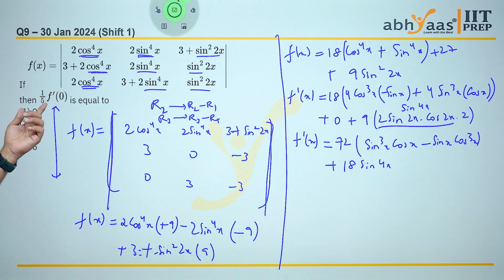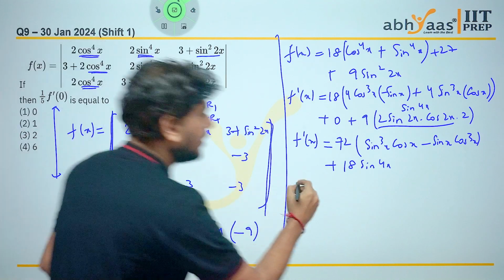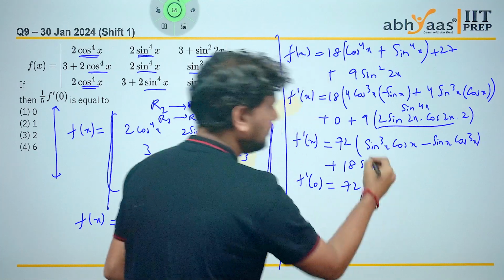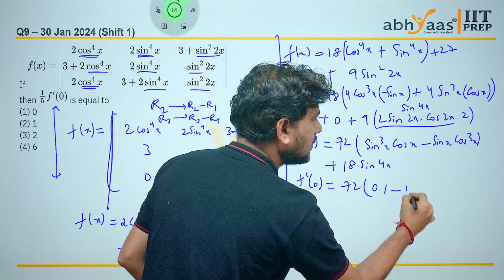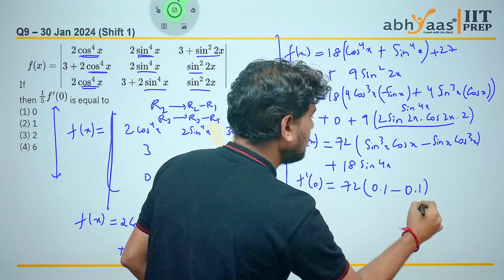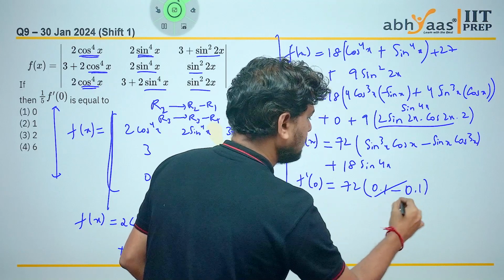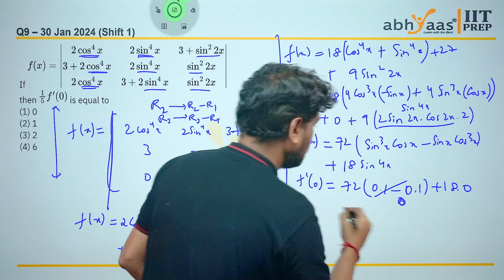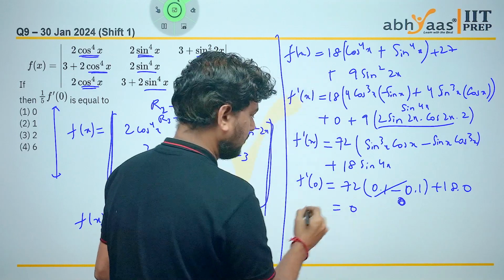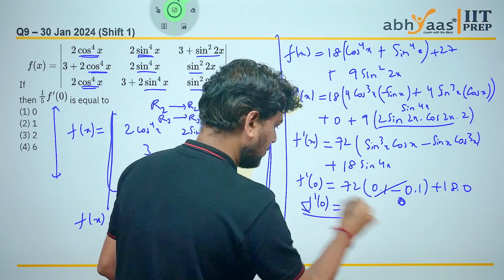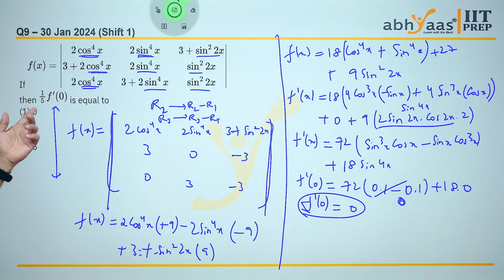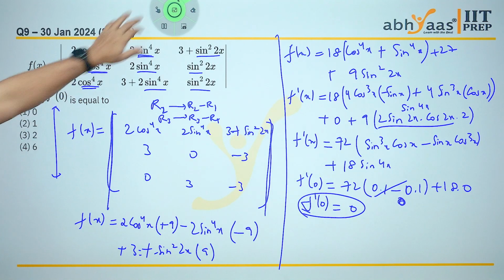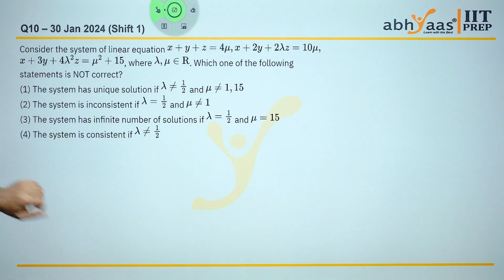Now we need to find the value of f dash of 0. Let's substitute x equal to 0 here. So 72 into 0 into 1 minus 0 into 1. So this is 0 plus 18 into sin 0, 0. So we got f dash of 0 equal to 0. So 1 by 5 f dash of 0 will be 0. Okay guys. So to the next question.